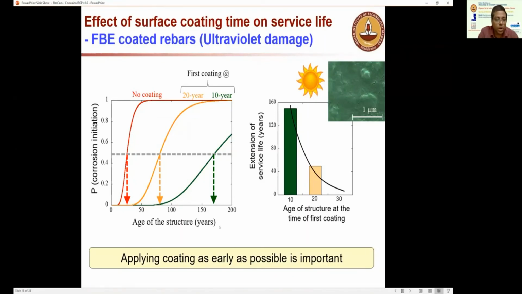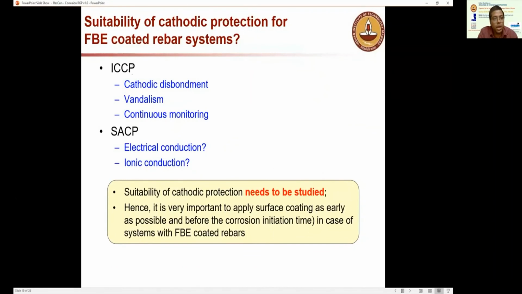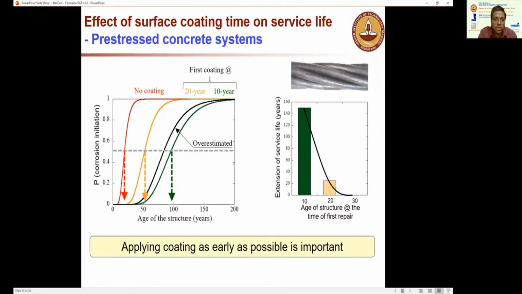Yeah. So as seen on the screen, the message is applying coating as early as possible. It's very, very important. Now for the epoxy coated, there are technical challenges with applying epoxy cathodic protection to this. This needs to be studied. For the pre-stressed concrete, you can see that again significant reduction.